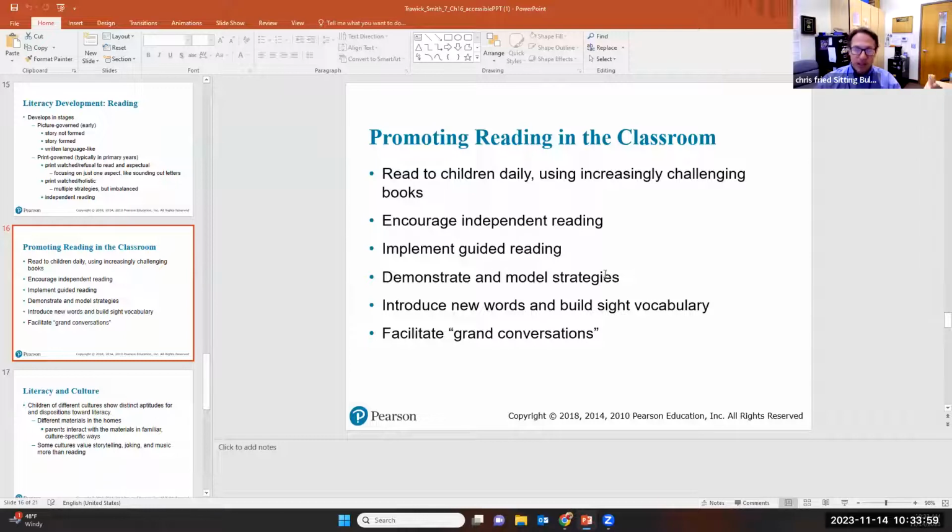Model strategies for sounding out words, understanding words, reading words, introducing new words and building sight vocabulary. So words that they're going to instantly recognize. Word walls, sight word walls, all those things are important to share with the kids as they continue to grow and develop their vocabulary. And then facilitate grand conversations. You want to have large conversations about parts of books, vocabulary terms, situations, etc. It's important to have those big conversations and get kids thinking about a variety of things in regards to reading and literacy.